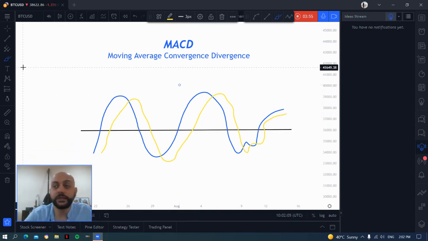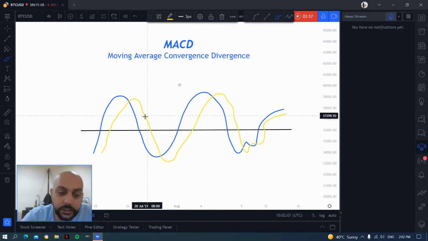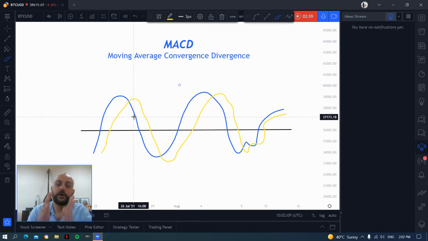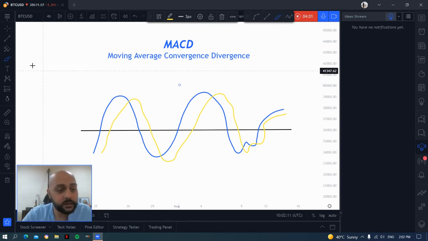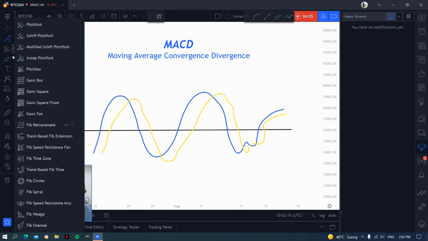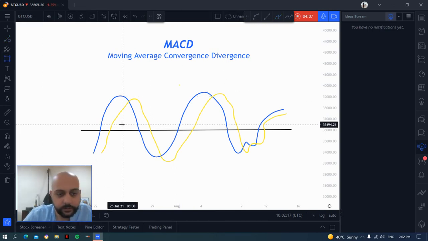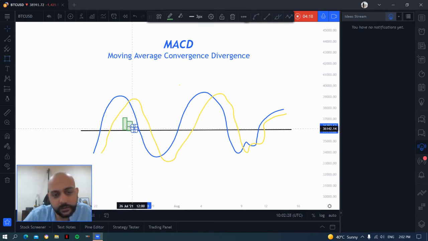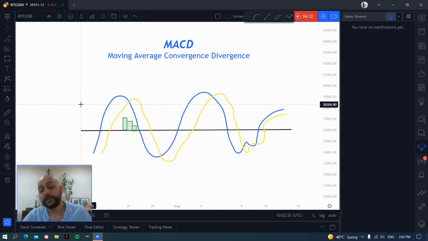A histogram basically shows us the momentum. It shows us how far the signal line is from the MACD. It's going to be a little hard to draw, but let's try. Hold on. Basically, you'll see it on the market like something like this. Then it's going to be dropping even more, something like that. And you're going to see it in a live example. I'm going to explain exactly how to use it.